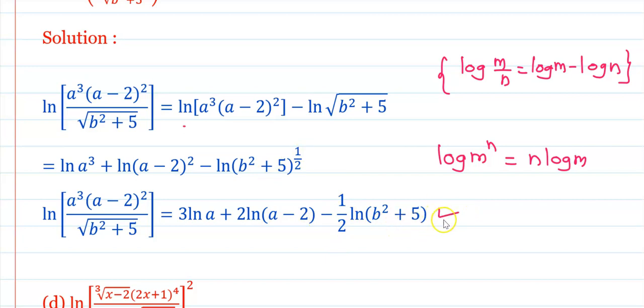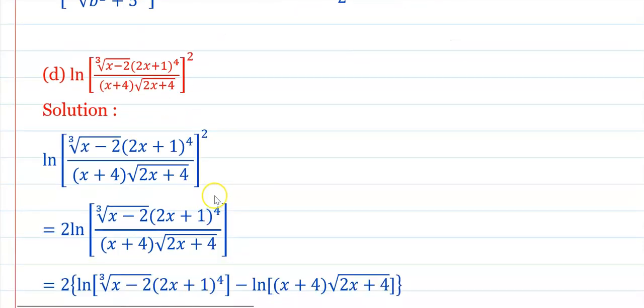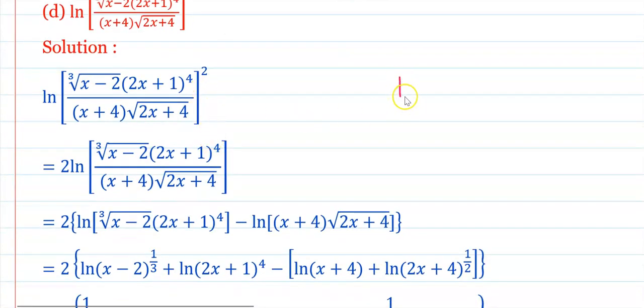Okay, now the next is natural log of, in bracket, cubic root of (x minus 2) into (2x plus 1) bracket raised to 4, upon (x plus 4) into root of (2x plus 4) bracket square. आता पहिल्यांदा इथे bracket square आहे, पुन्हा exponent rule तिथे apply करणार, that is log of m raised to n is equals to n times log of m. हा पुढे आला. नंतर या दोघांमध्ये डिव्हिजन आहे, म्हणजेच काय करणार, that is 2 times natural log of this whole quantity minus natural log of this whole quantity.